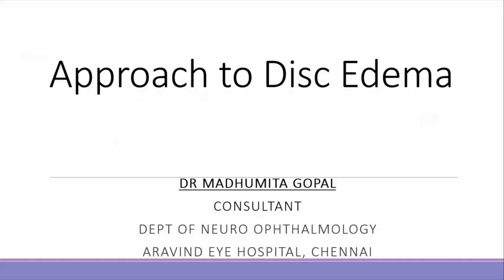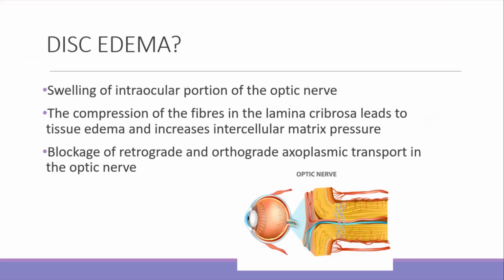Hello all. So I'll be restricting my talk to approach to disc edema. By disc edema, we mean the swelling of the intraocular portion of the optic disc. This causes compression of the fibers in the lamina cribrosa that leads to tissue edema and increases intracellular matrix pressure. So all the findings that we see on the disc are secondary to blockage of the retrograde and orthograde axoplasmic transport in the optic nerve.